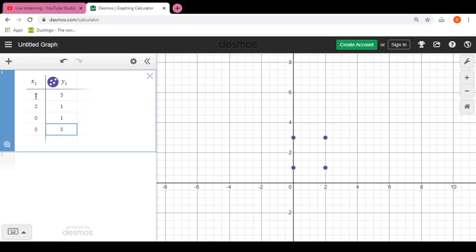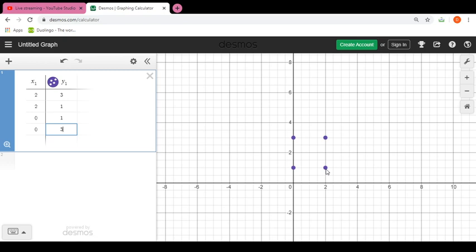So these are the 4 points given to you. Identify the figure obtained and find its area and perimeter. What is this figure? Is it a square or a rectangle? See, this is 0 and this is 2. So this side is 2 units. This side is 2 units. And this is 1 and this is 3, so 3 minus 1 is 2. So this is also 2 units.